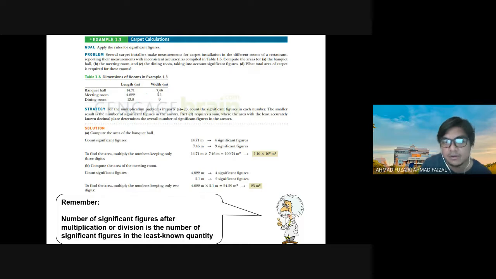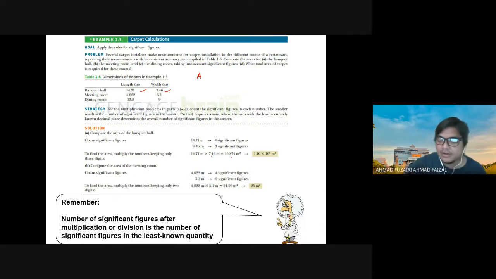Okay, the banquet hall, you have 14.71 as length and width 7.46. So basically the area for the banquet hall should be 14.71 times 7.46. You will get 109.74. Okay, during our classes, please take your calculator along.